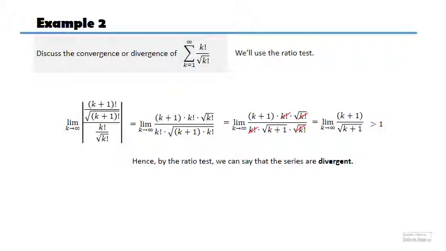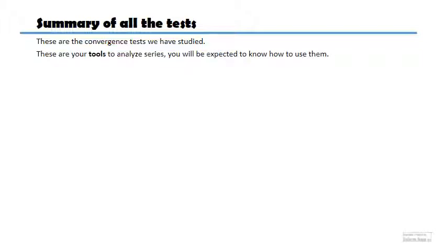Now we are going to do a lot of exercises, obviously, but let me close up this whole section on the convergence of series. So these are all the convergence tests we have studied. These are tools that you will use to analyze series, and you will be expected to know them. The geometric series, the divergence test, just take that limit and see whether it goes to 0. Comparison test, find one that's always bigger or always smaller. The limit comparison test, when you just can't use a comparison test.